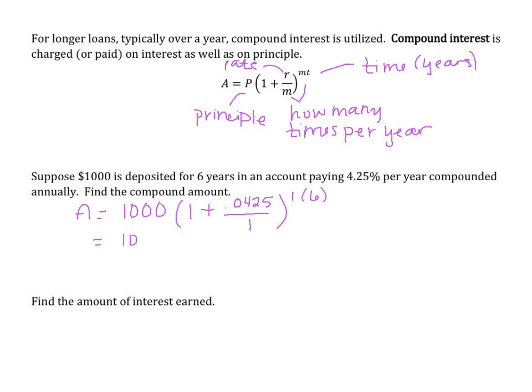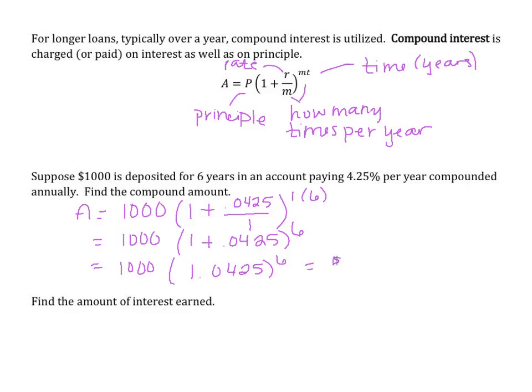So this is equal to 1,000 times 1.0425 to the 6th power. So utilizing your calculator, use the order of operations. You have to do the 6th power first. So take 1.0425 to the 6th power and then multiply that number by 1,000.